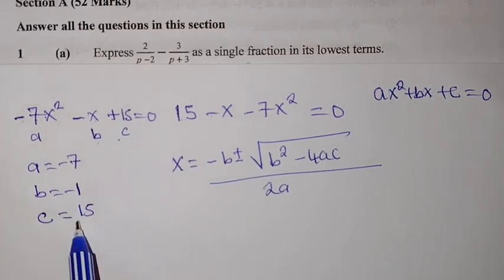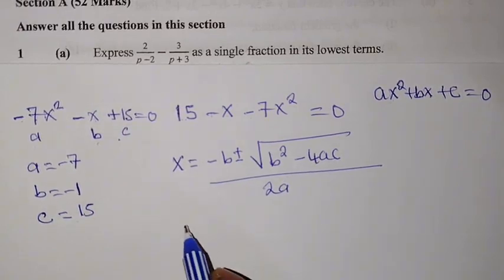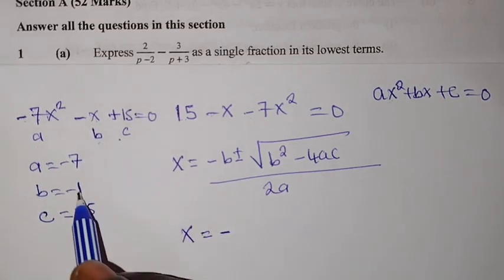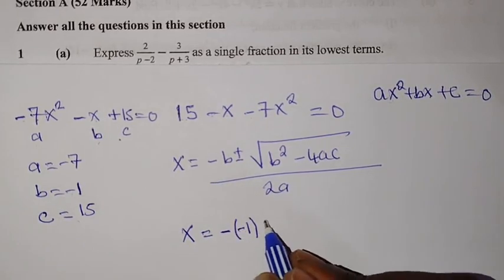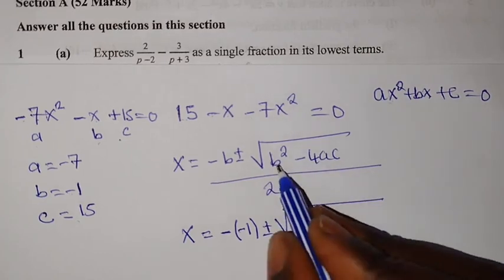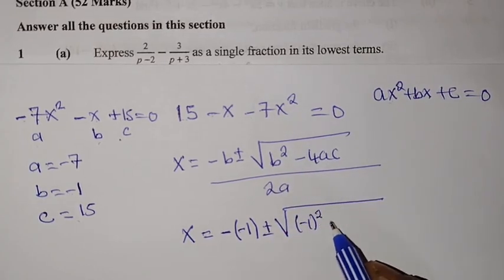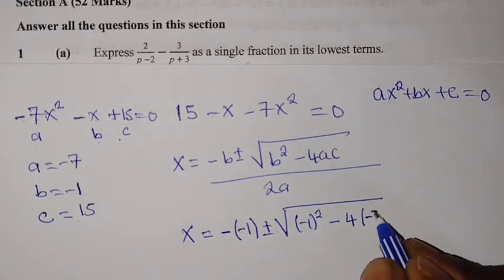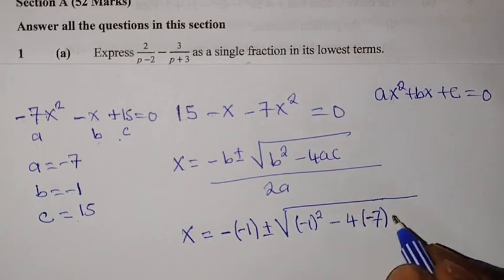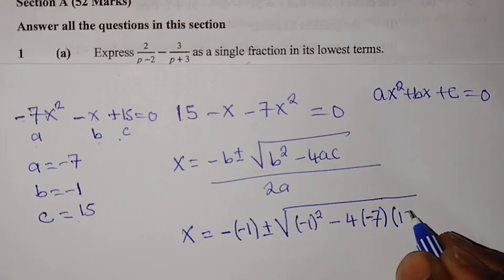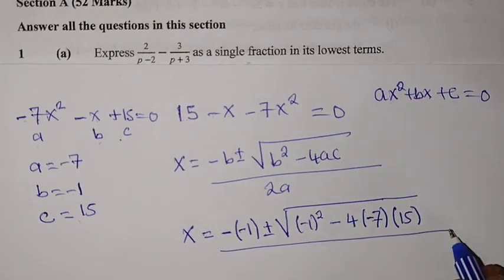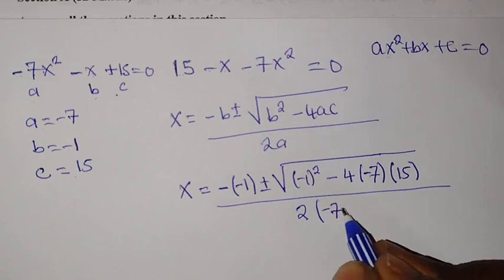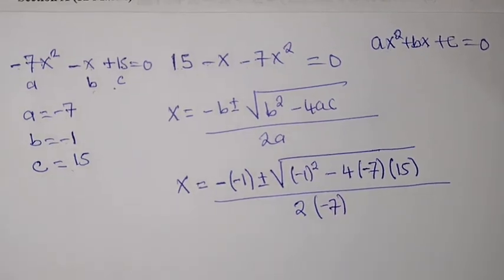So having identified these values, just substitute them now in the formula where you write x is equal to, so minus, where there is a b, we are going to put a negative 1. So in brackets, negative 1 plus or minus the square root of, so b is a negative 1, so it's negative 1 squared, minus 4. What is the value of a? It's a negative 7. So enclose it in brackets because of the negative. Then c, it's a 15. I also put it in brackets like this. Then over, what is our 2a? 2, what is the value of a? It's a negative 7 like this. I hope we are moving together.